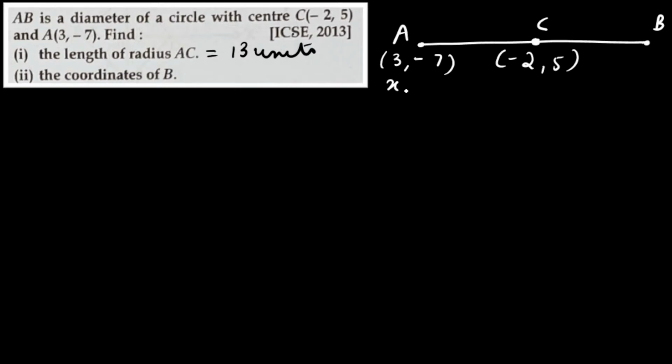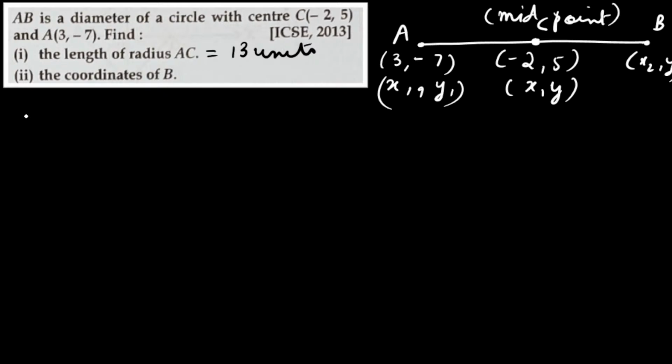So A's coordinates I am writing as x1, y1 and B's coordinates I'll write as x2, y2 because we have to find the coordinates of B. And the coordinate of the center is x, y. So let us apply the midpoint formula, as the center of the diameter is the midpoint of the diameter. So x we can find by using the x formula: (x1 plus x2) by 2. So x is equal to -2, it's given to us. x1 is 3 plus x2, which we have to find, by 2.